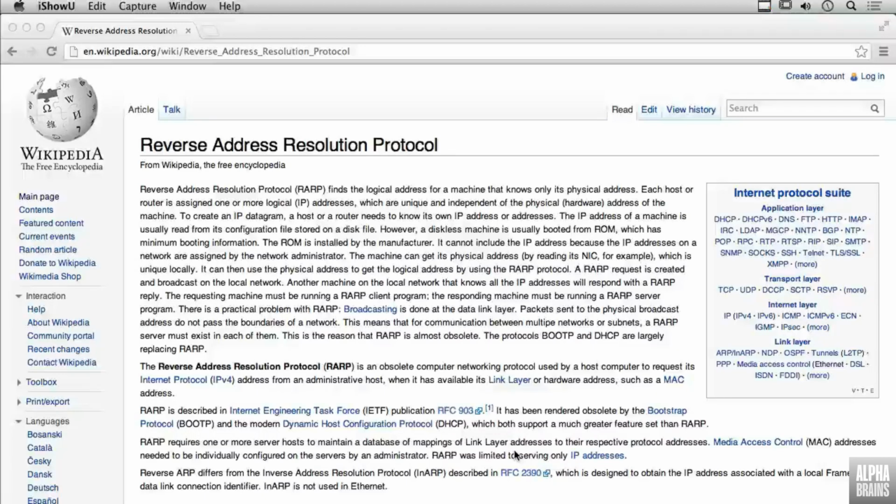If you remember, ARP is where I have a logical address or an IP address, and I'm looking for a MAC address or a physical address. In this case, the reverse is true. In what situations would that be useful?